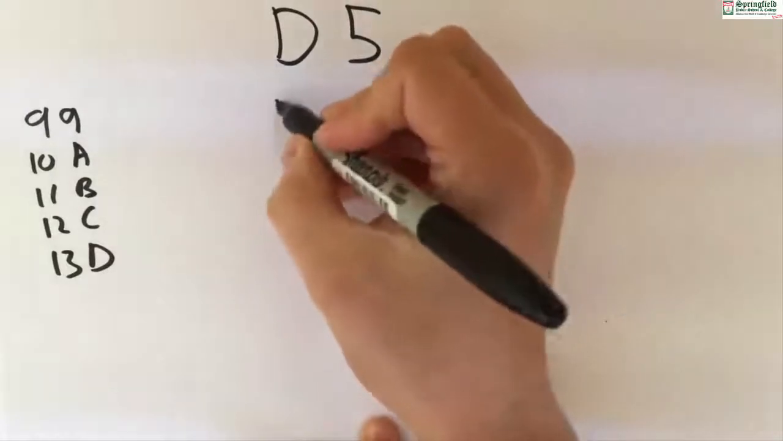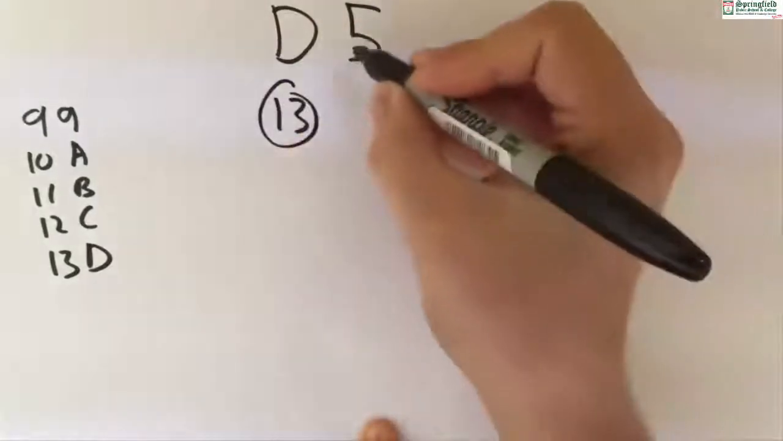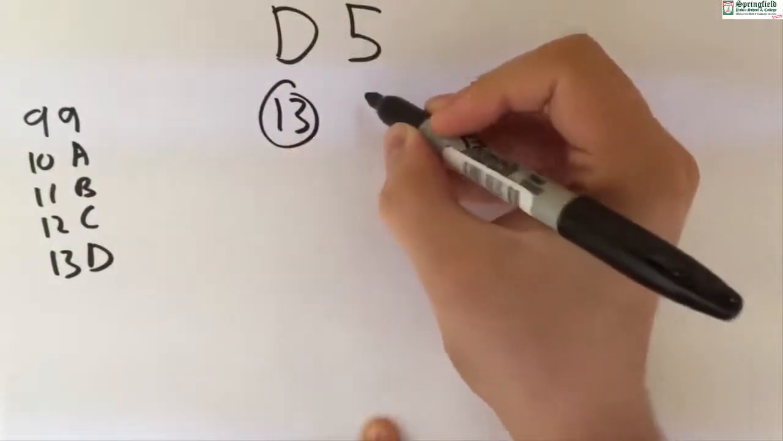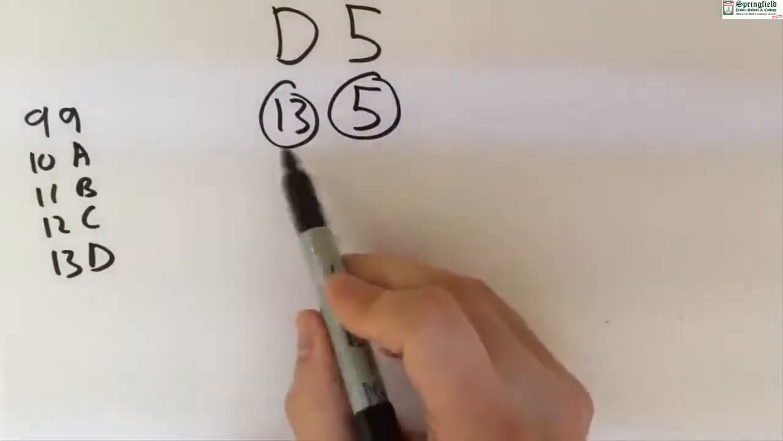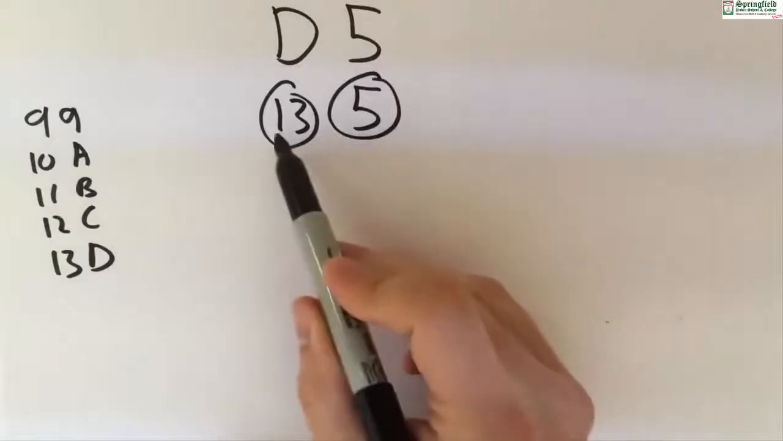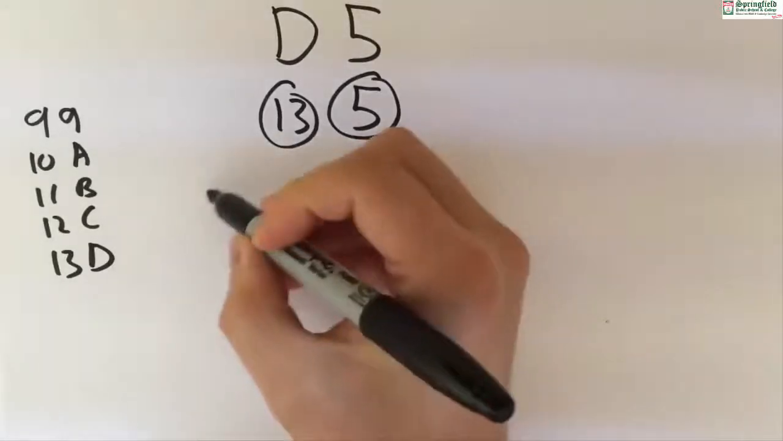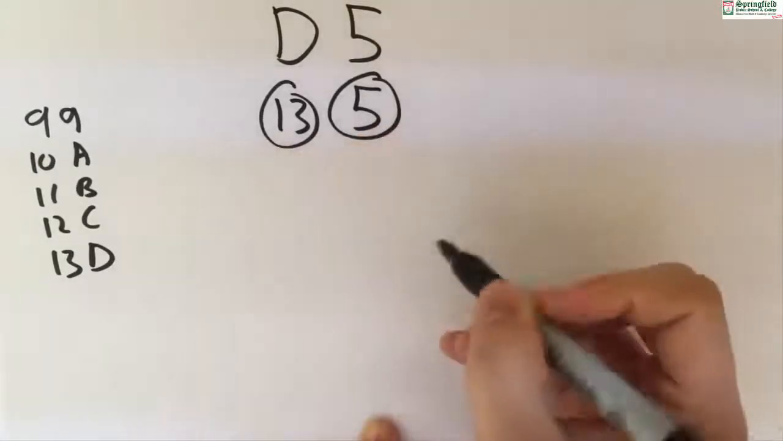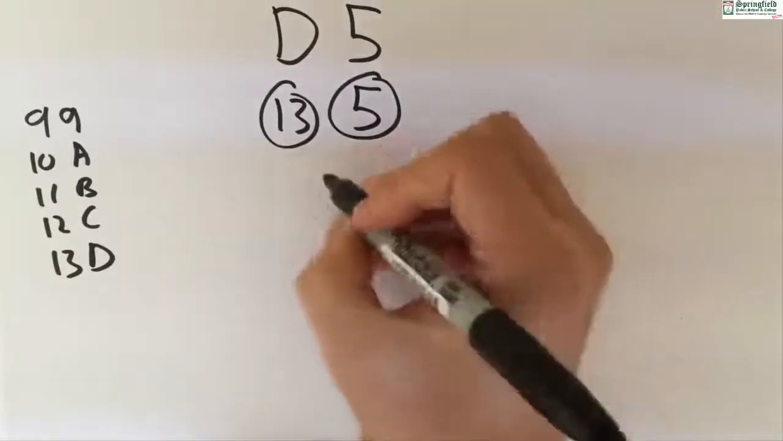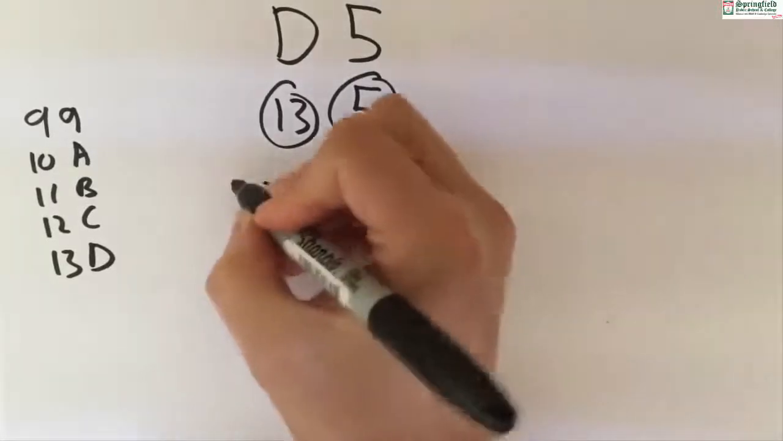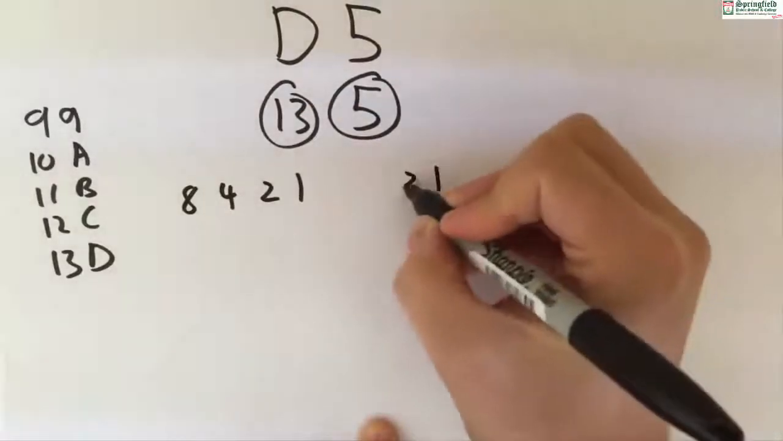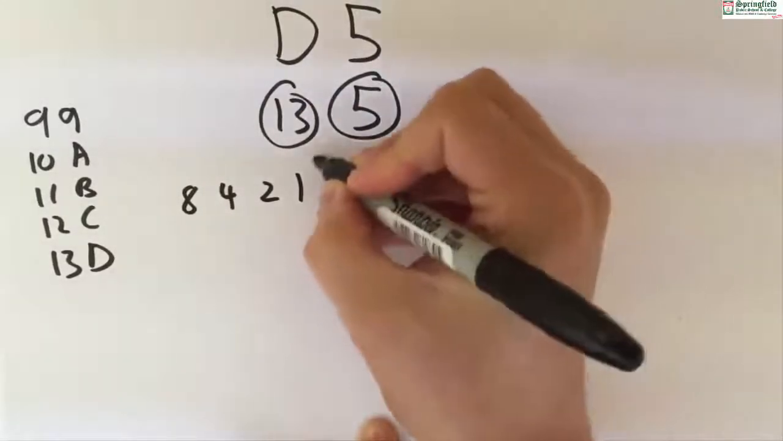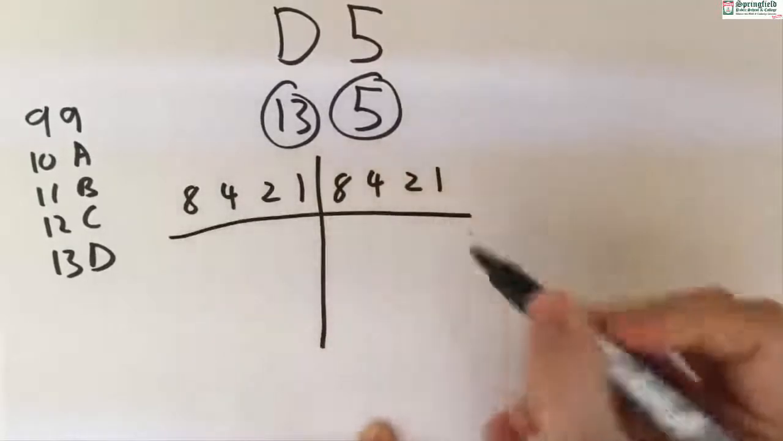So I'm just going to write underneath the D 13. And the 5 must be equal to, well, 5. Very nice and simple. Very straightforward now. All I need to do is convert each of those two numbers into two sets of 4 binary representation. So I'm going to go 1, 2, 4 and 8, 1, 2, 4 and 8. Just a little line to separate those out.